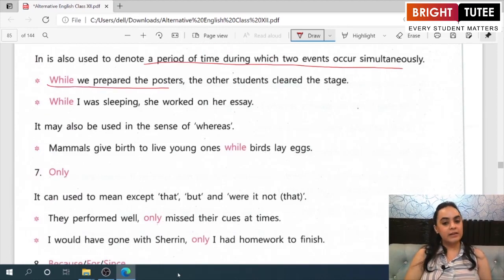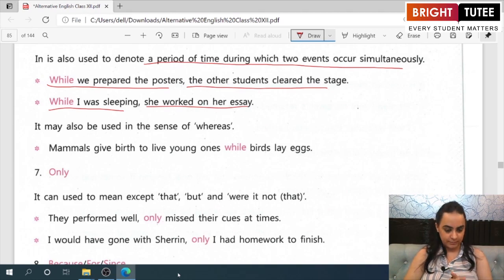While we prepared the posters, what happened at the same time? The other students cleared the stage. While I was sleeping, she worked on her essay. So when two things take place at the same time, we use while.